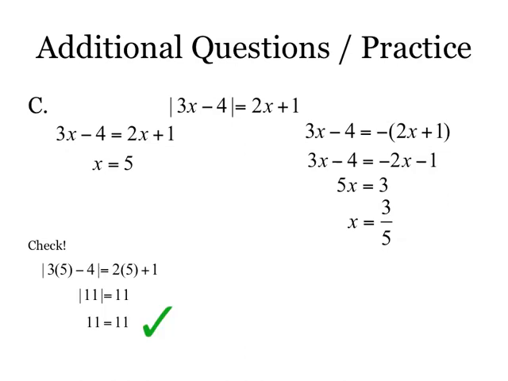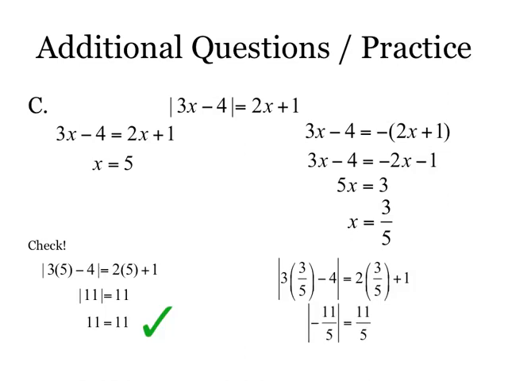Okay, over on the right, we have 3/5. We're going to plug that in, make sure that works. So we have 3 times 3/5 minus 4 in absolute value, and then 2 times 3/5 plus 1. So we have 9/5 minus 4, so 9/5 minus 20/5, which is negative 11/5. And then over on the right, we have 2 times 3/5, so that's 6/5 plus 1, so 6/5 plus 5/5 is 11/5. And so on the left, we have 11/5 equals 11/5. So that works as well.